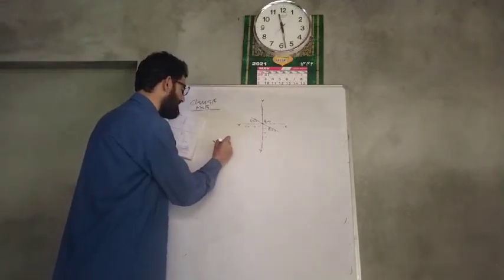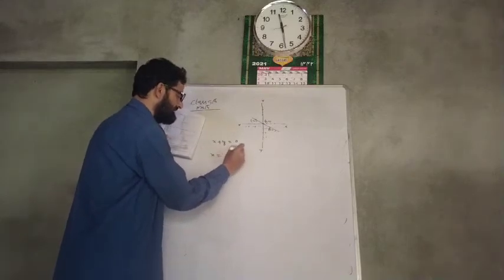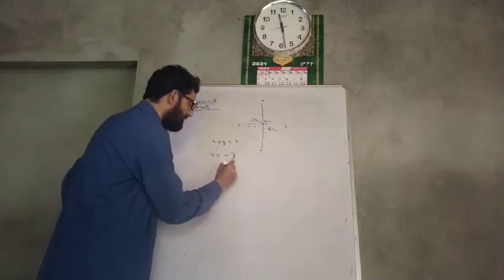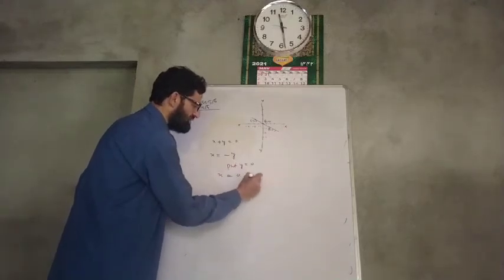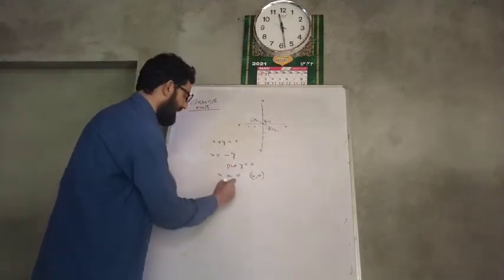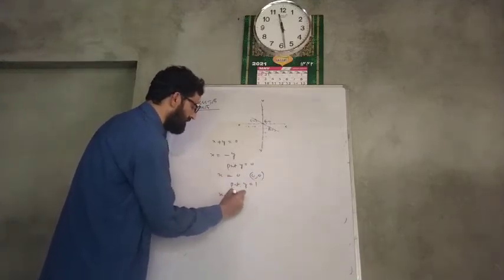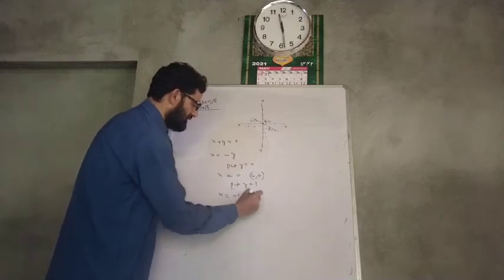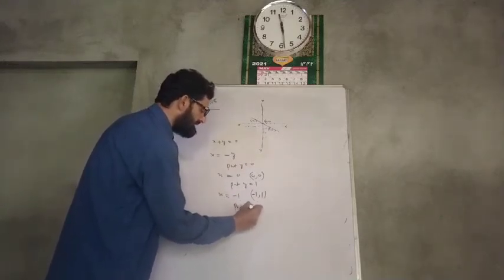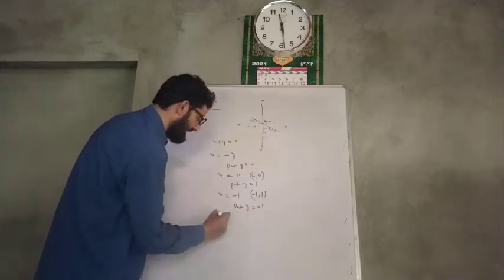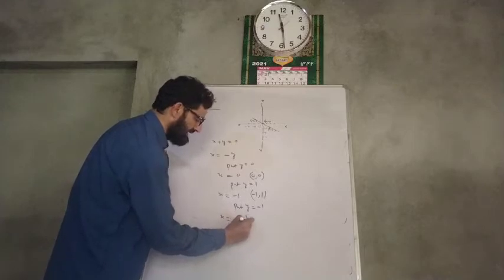x plus y is equal to 0. Now x is equal to minus y. Now here put y is equal to 0. What is x? x is also 0. So this is the ordered pair 0, 0. Now put y is equal to 1. What is x? x is equal to -1. So this is -1, 1. Put y is equal to -1. What is x? x is minus into minus, minus into -1, that is +1.